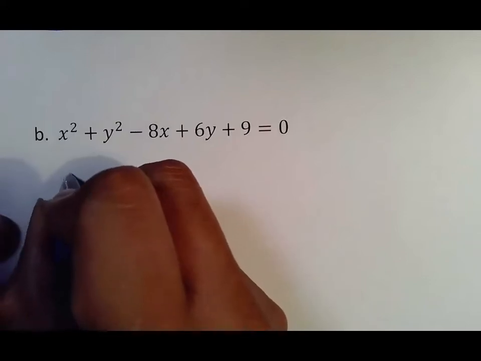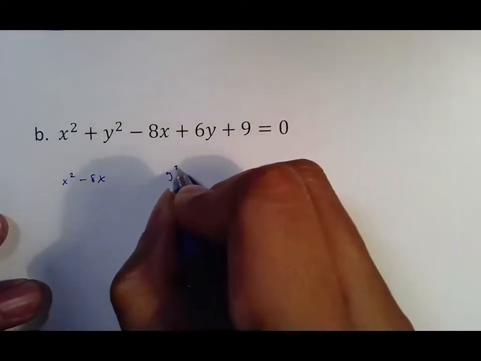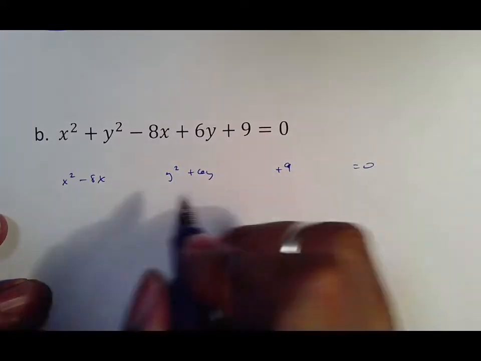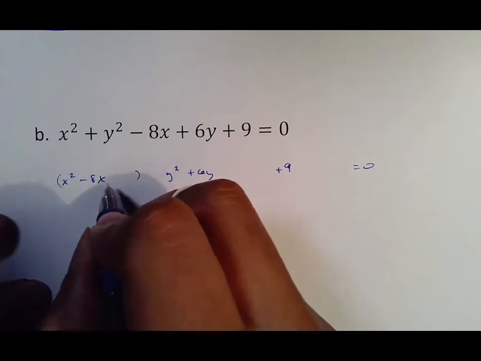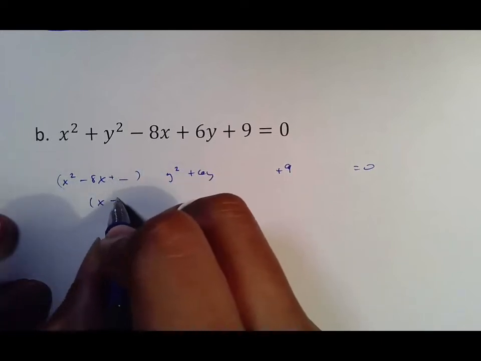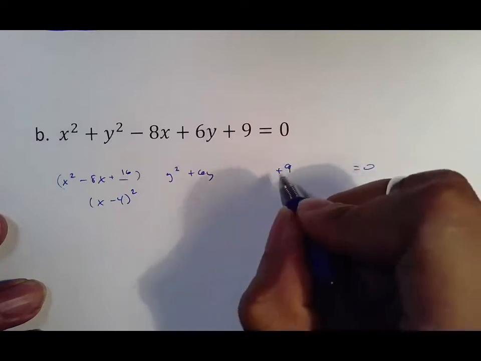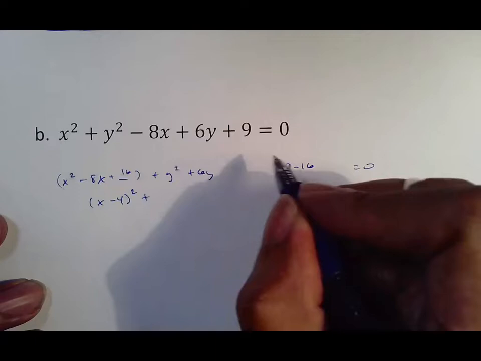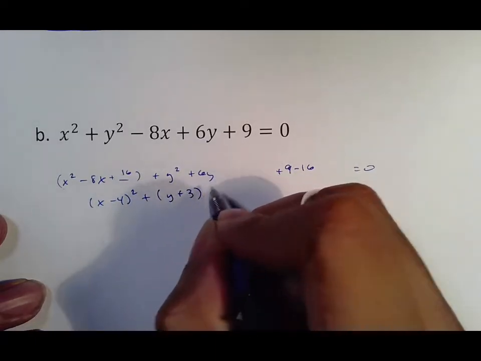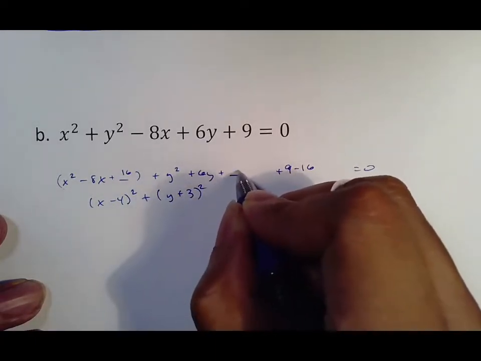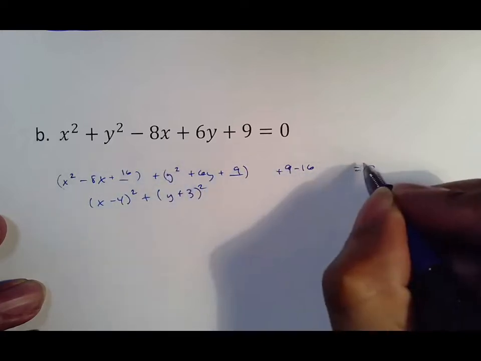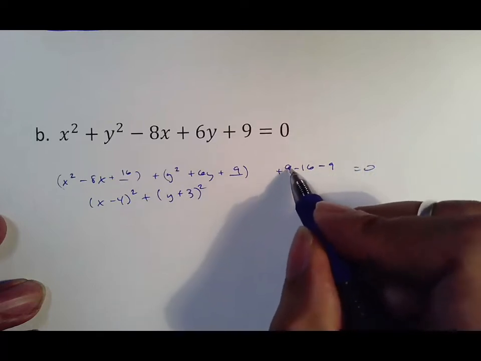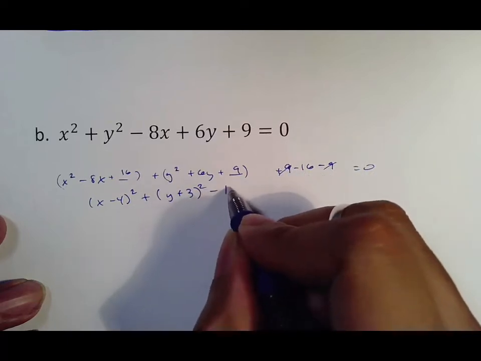So we want to organize this. x squared minus 8x, y squared plus 6y, plus 9, equals 0. I think we can go ahead and set this up, because there's nothing else to do but make this x minus 4 squared, which becomes 16. To offset that, subtract 16. This is going to become y plus 3 squared, which becomes plus 9, which means we subtract 9. And in the end, 9 and 9 cancel out, making minus 16.